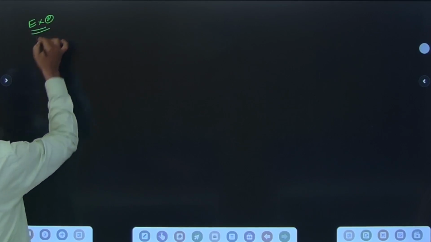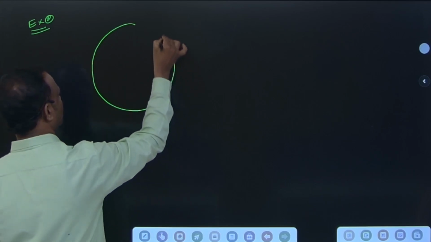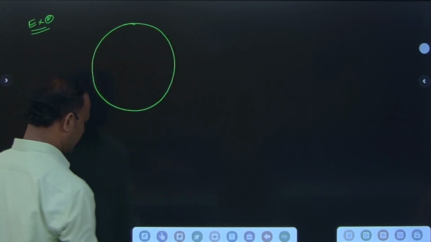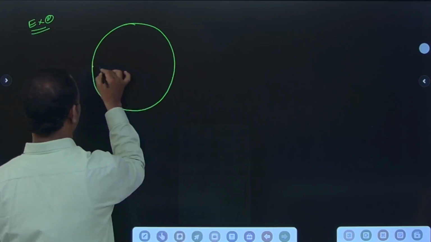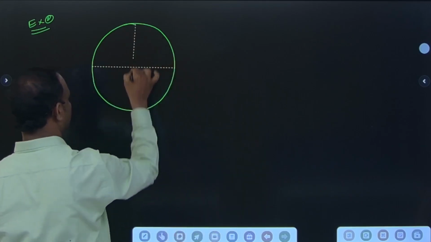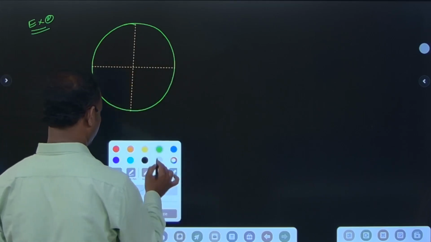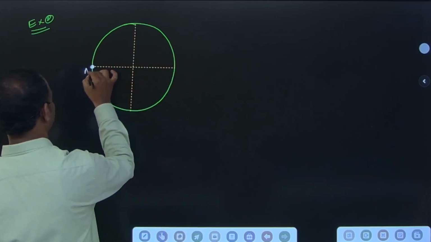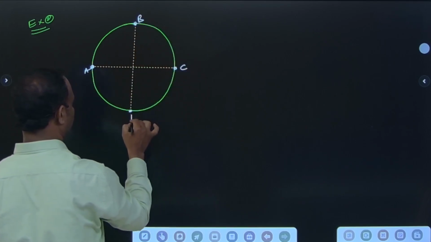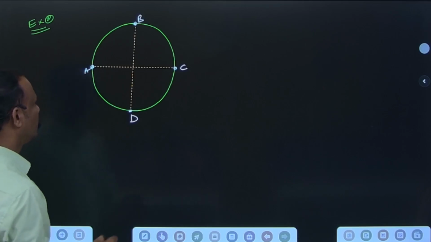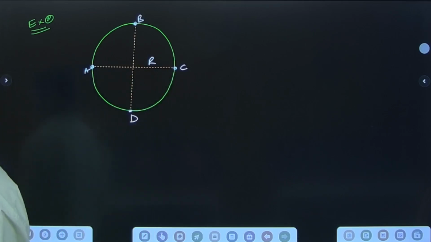Okay, a cyclist moves along with a circular path. So circular path, its diameter, okay. I'm choosing the points on this. First one, this is A, this is B, and next one is C and D. Let it be, its radius is R. The radius is R.